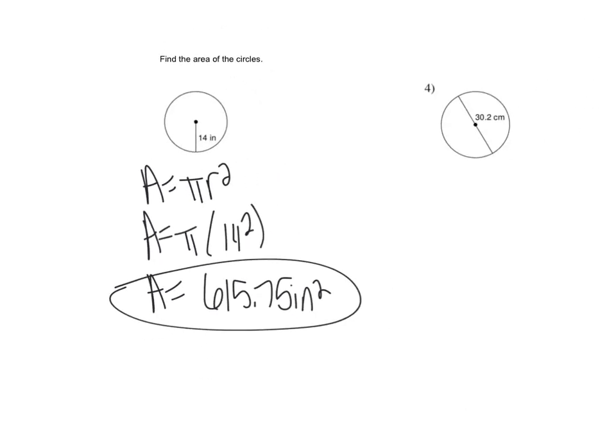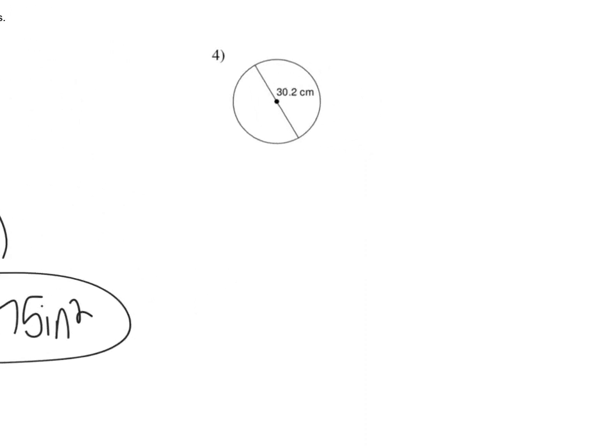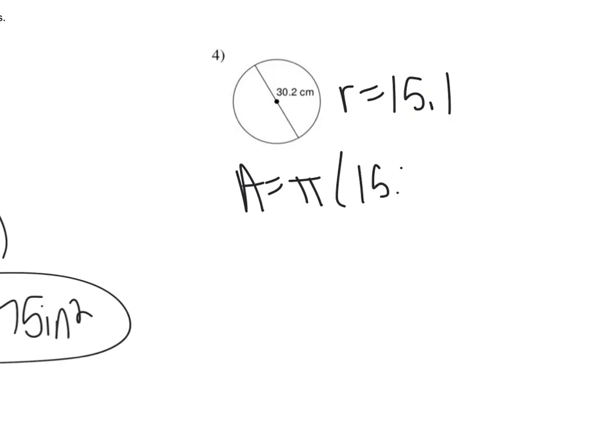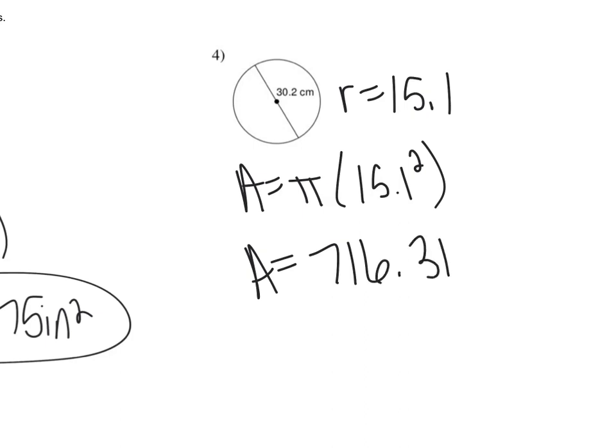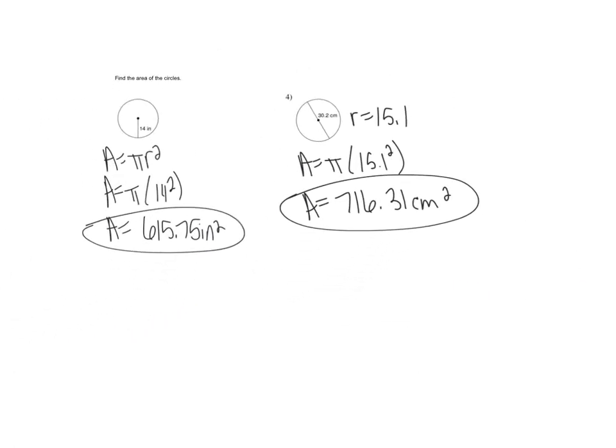Okay, and then the last one, this is just an example of it, gives you the diameter instead of the radius. So you always want to make sure you find the radius first. So we're going to take half of 30.2. So our radius is 15.1. And our area is pi r squared. So we'd have 15.1 squared. We square that first and then multiply it times pi. And we should get 716.31 centimeters squared.